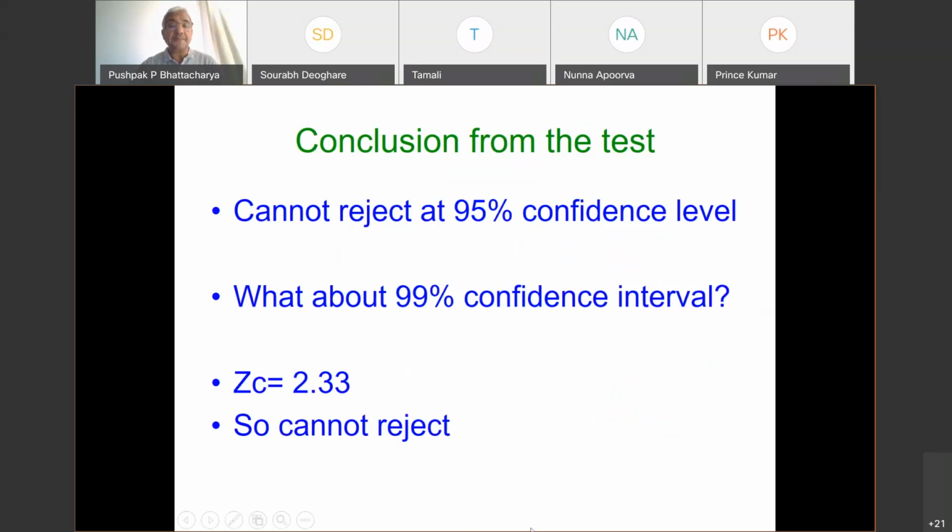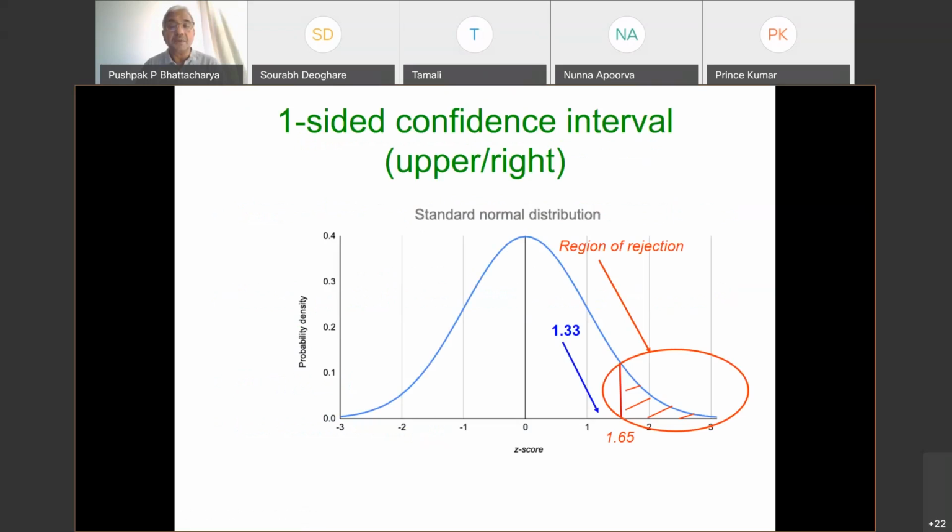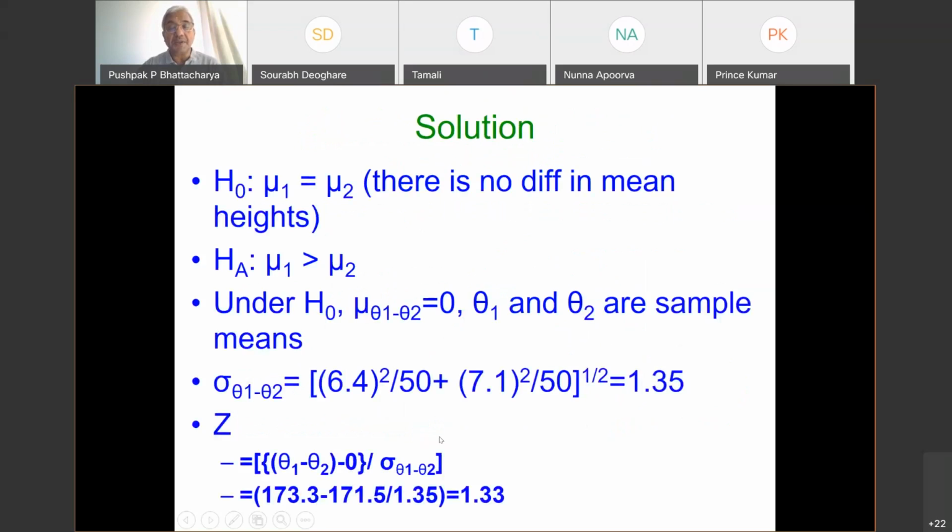So we see that Z critical is 1.96 and minus 1.96 for 95% confidence interval. So we cannot reject the null hypothesis at 95% confidence interval. Why so? Because it is 1.33 and it is falling in the region minus 1.96 to plus 1.96. Since it is not in the rejection region, we cannot reject the null hypothesis.